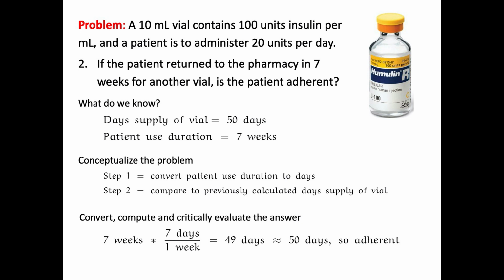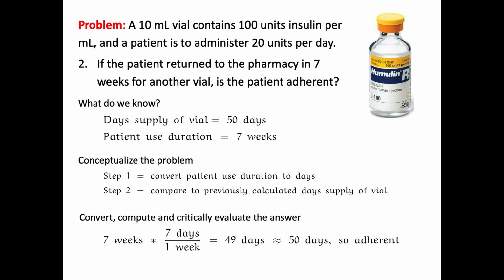Let's do the same sort of thing with the second part to this question. We'll carry over our answer from part one, because we now know that the day supply of this vial is 50 days. What we need to know is whether or not the patient is adherent, meaning that if they come back in 7 weeks, that matches the 50-day supply. So we know the patient use duration is 7 weeks, but the problem here, and it's a pretty simple problem, is how do we compare 50 days to 7 weeks? So let's go ahead and convert the patient duration from weeks to days, and then we can compare it to our answer of 50 days. That's a pretty straightforward issue.